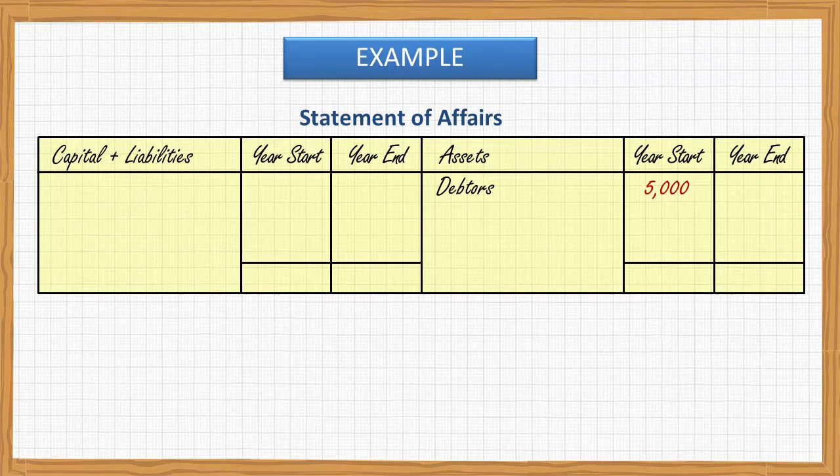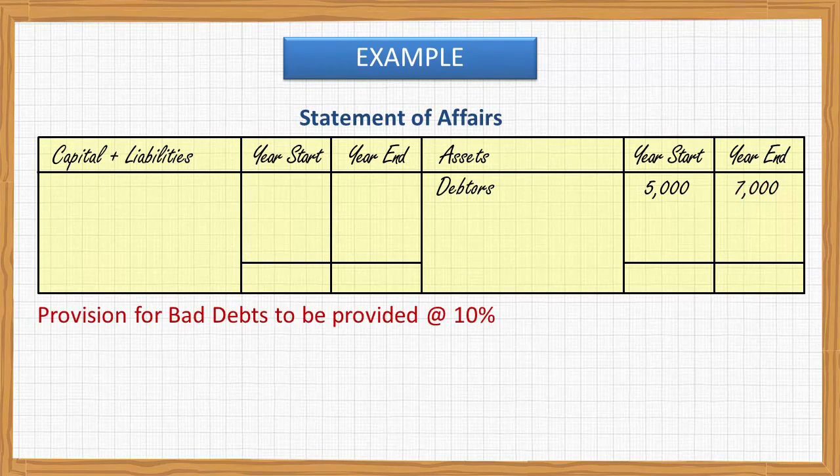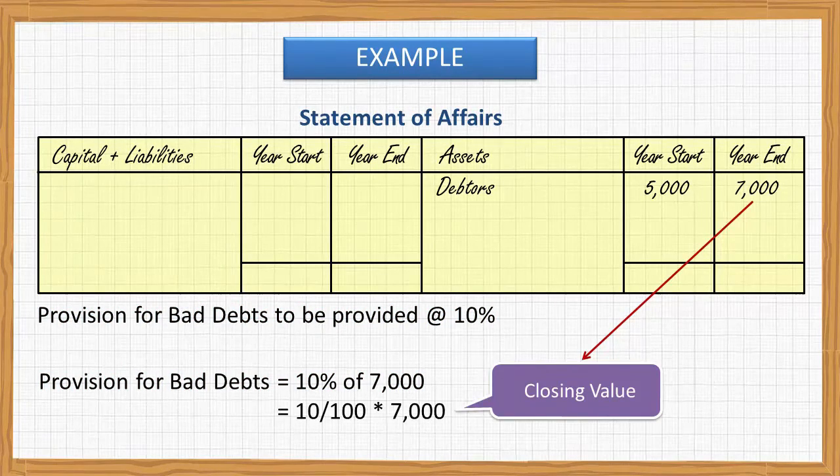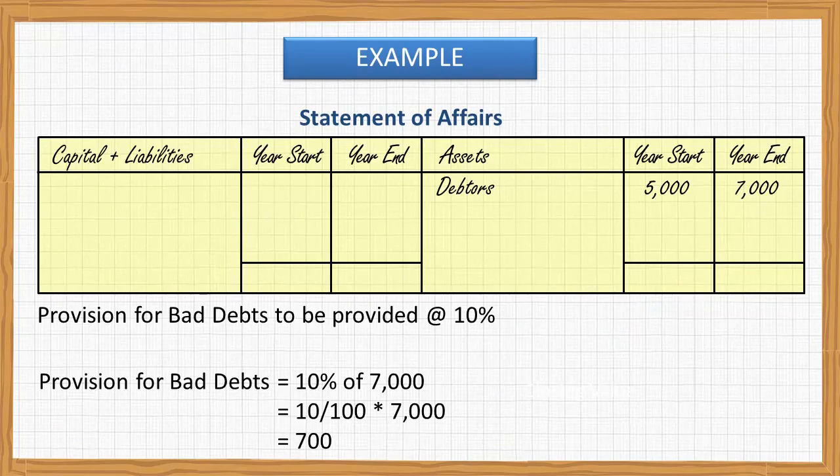Suppose in the statement of affairs, in the beginning the debtors are 5,000 and at the end the debtors are 7,000, and you are asked to provide provision for bad debts at the rate of 10%. It means 10% of 7,000, meaning the closing value. That will be equal to 700 rupees.